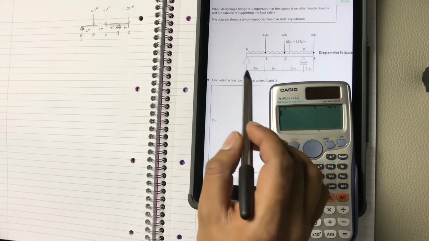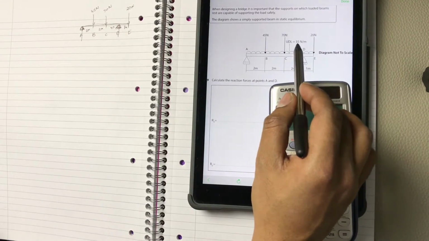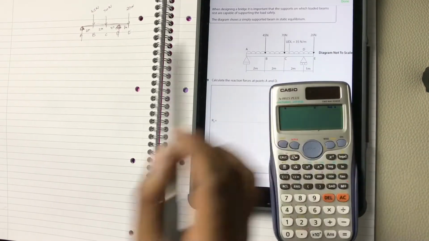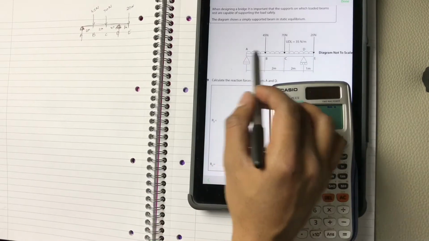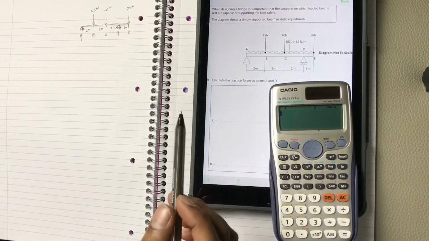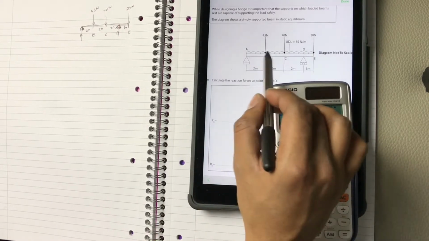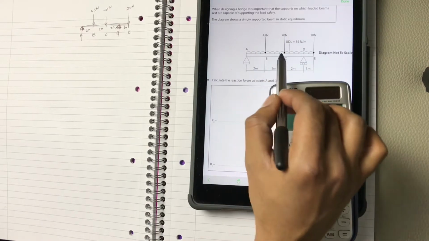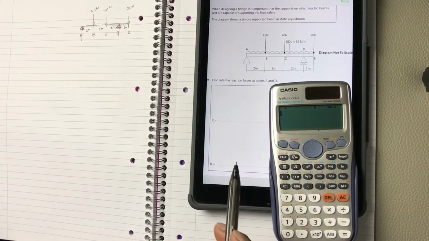Now there's another element that we have to consider, which is the uniformly distributed load of 35 Newton per meter. Whenever you have a uniformly distributed load, you have to find the net load on this beam because of the uniformly distributed load, and at what point it is acting. So how do we go about doing that?